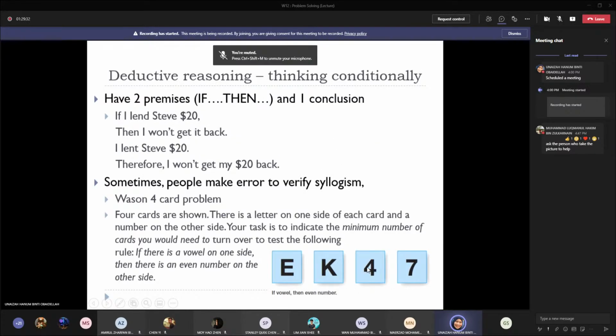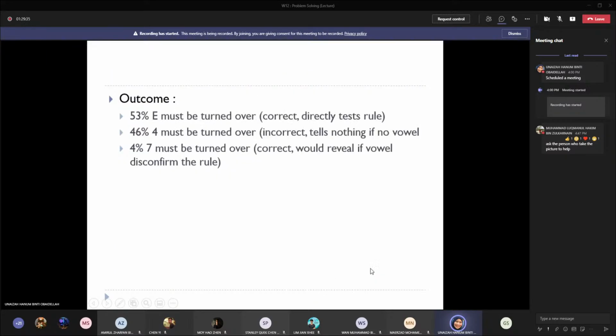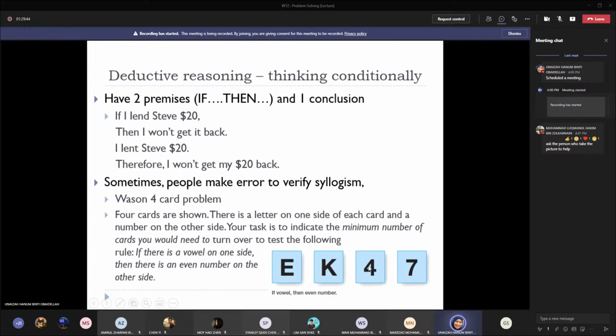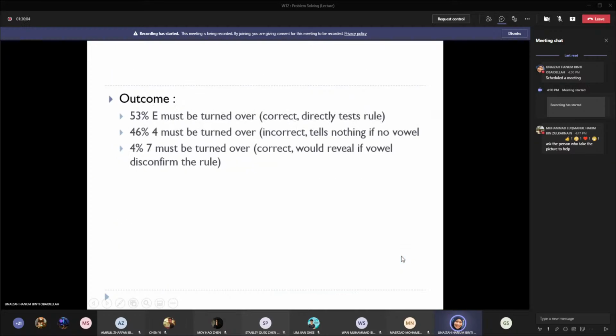If you have 4 over here and there is no vowel behind it, it's incorrect, but it tells nothing, because the rule says if there is a vowel on one side, then there is an even number on the other side. An even number is fine, because it's already known. But the other one you need to prove whether or not it is true. Only 4% said that this must be turned. So this is basically correct, because it would reveal whether the vowel actually disconfirms the rule.